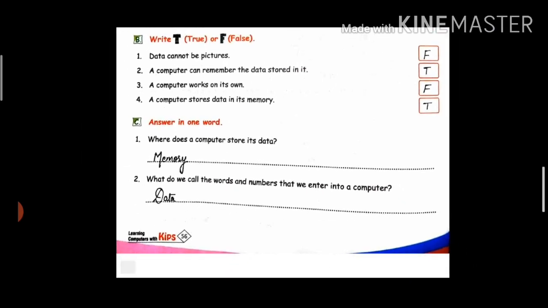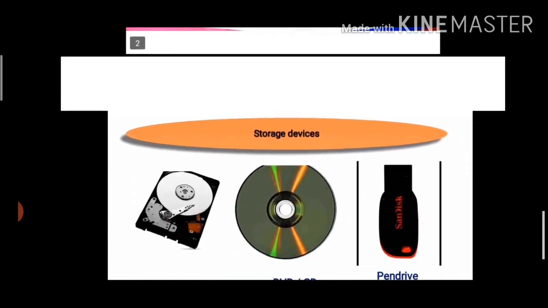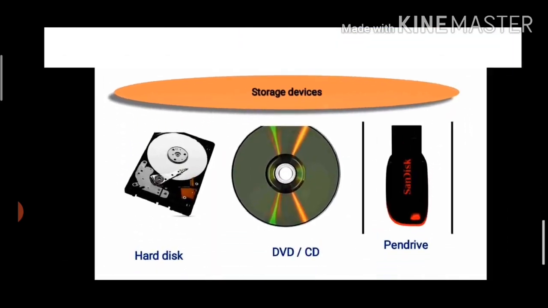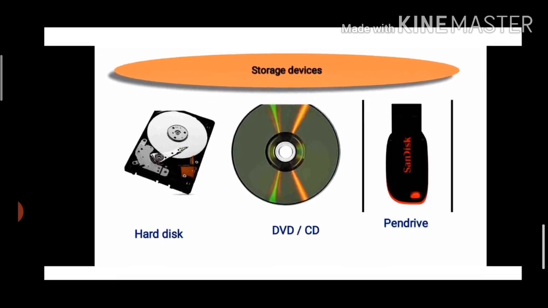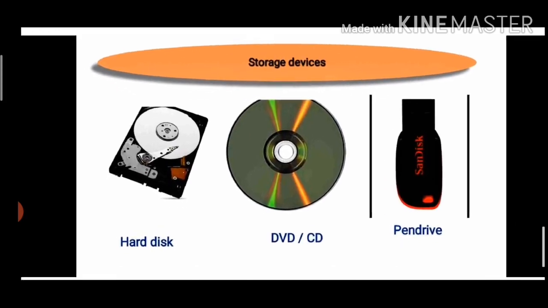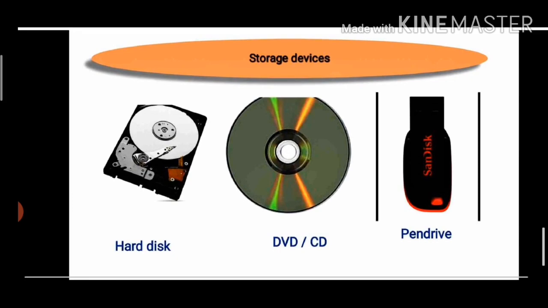Okay children, let's see some storage devices we have learned in the chapter. We have learned all these external storage devices. First one is a hard disk, which is square in shape, and it can store a large amount of data. The hard disk is present inside the CPU box.